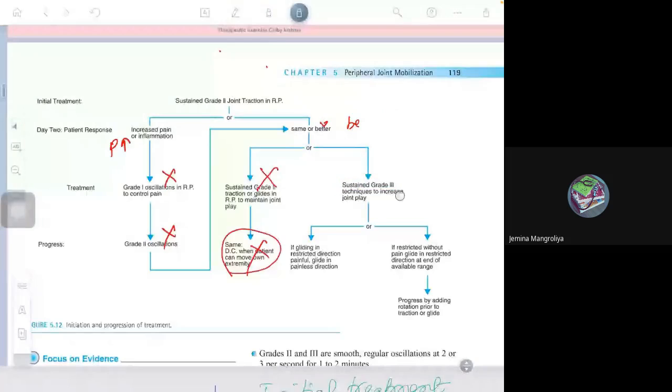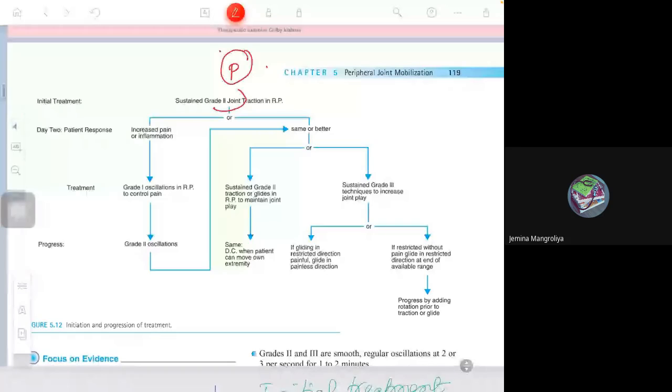It's confusing. Okay. So now the patient came with pain. You had given grade 2 distraction. Now the pain is better. When pain is better, directly you will go for grade 3 sustained traction. Now what is grade 3 sustained traction?